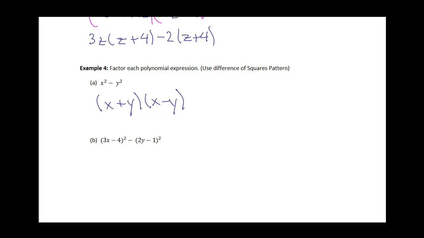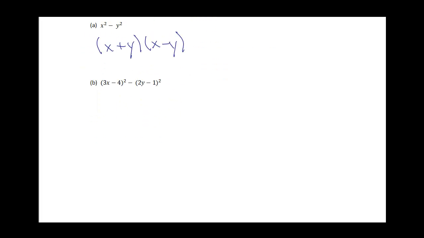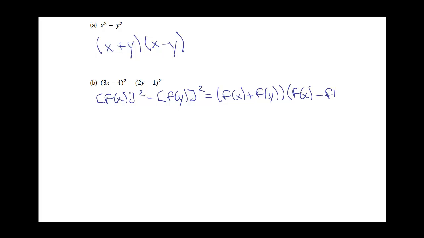So let's try B. B has 3x minus 4 all squared minus 2y minus 1 all squared. This is similar to A because it's going to use a difference of squares pattern, except here we have an f of x all squared minus an f of y all squared instead of just x and y. So when we are looking at our factors here, we're going to have f of x plus f of y multiplied by f of x minus f of y.